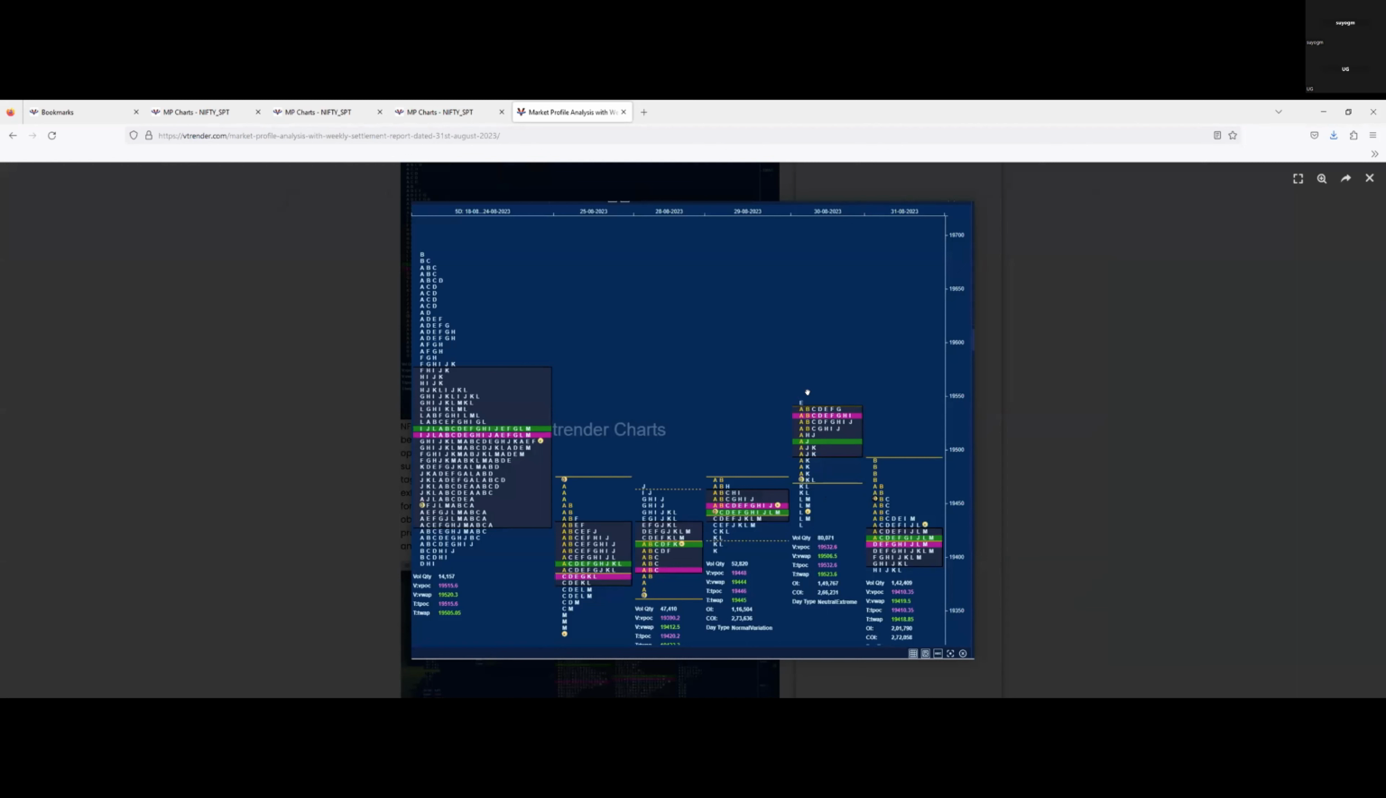So the 30th of August, the FA we got was telling us that the buying has dried up and the sellers have taken over. So we were ready to take that move lower on the last day of the month. Our bias was to the downside. So this is how market profile shows us the picture.